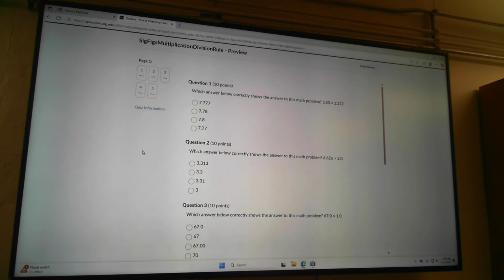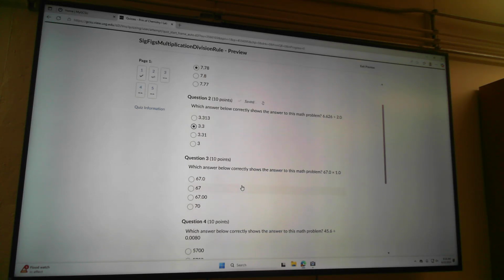So I'm going to do 3.50 times 2.222. My calculator says 7.777. That very last 7 rounds up, so the answer is 7.78. Hopefully the answer key is correct. All right, the next one, the division. There's only one answer that has 2 significant figures in it, so I'll just click that.